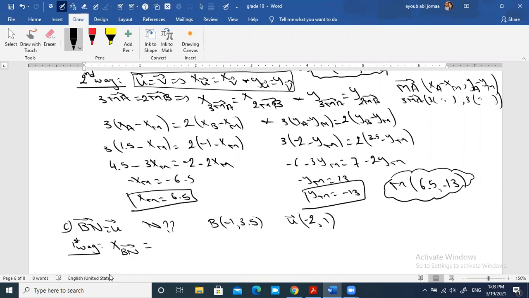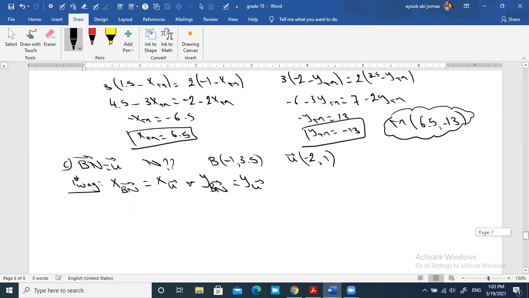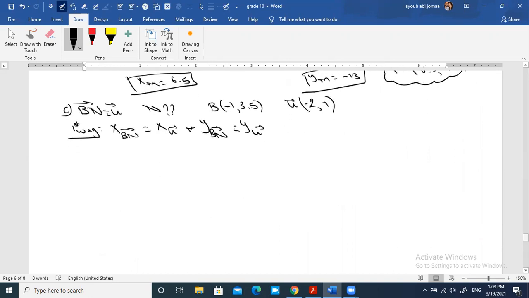Okay? Okay. So x of this vector, x of BN is equal to x of vector U, and y of vector BN is equal to y of vector U. So how to find x of vector BN? What is the rule? x of N minus x of B. Okay, and then x of U, how much is x of U? You have it in front of you.